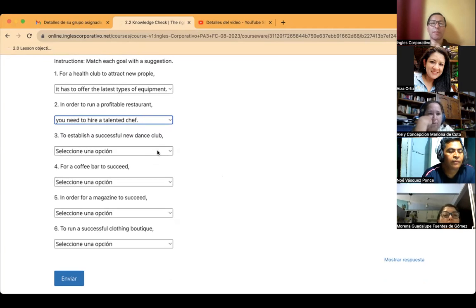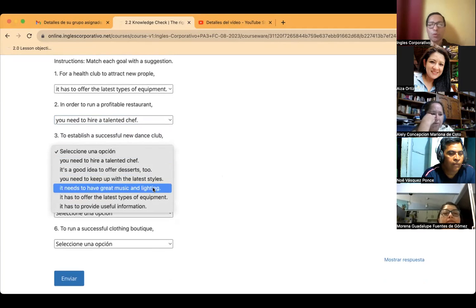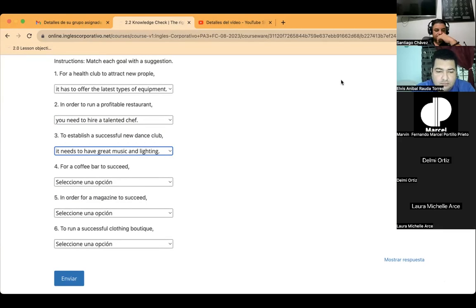Morena, number three. Okay, teacher. To establish a successful new dance club, it needs to have great music and lighting. Good. Lighting. Okay. Good. The next one. Number four. Santiago.